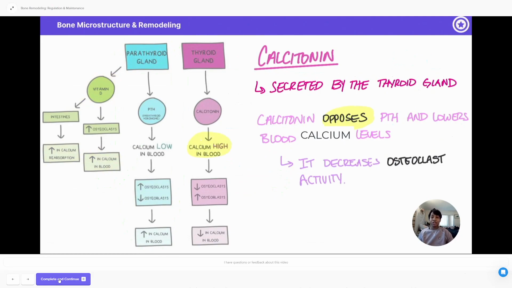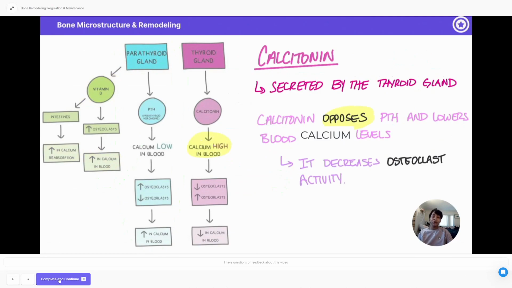And the way that calcitonin tones down the calcium levels in the blood is that it is going to recruit osteoblasts to do their job. It's going to have them kick up their bone building activity so they can siphon that calcium from the blood and have it stored into the bone.